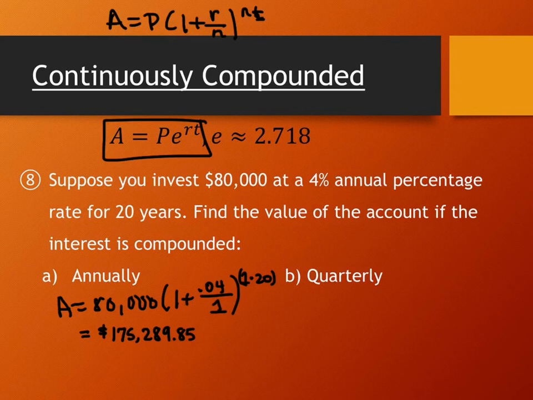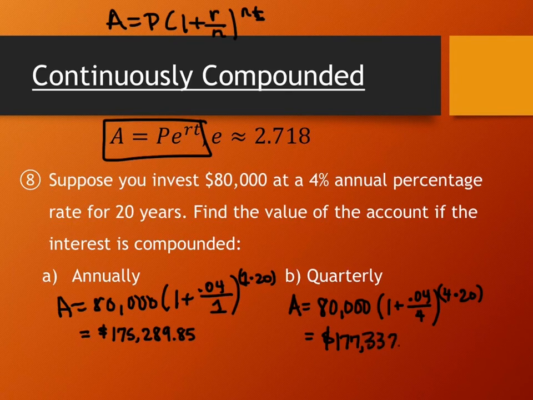Now we're going to do something very similar for quarterly. Most of the pieces stay the same. I still have my 80,000. I still have 1 plus the r value, 0.04. And then I have my n value, and this is quarterly, so that means 4 times a year, just like 4 quarters in a dollar, raised to the power of 4 times 20. As you're putting this in the calculator, my best recommendation is that you think, what is 4 times 20? Well, it's just 80, and then you use that as you enter it into the calculator. The quantity that we get for this one is $177,337.22.